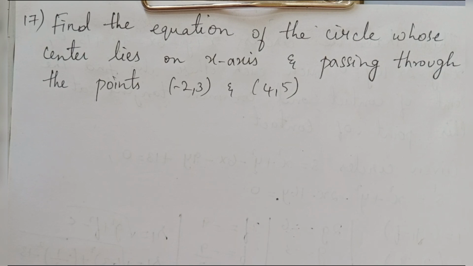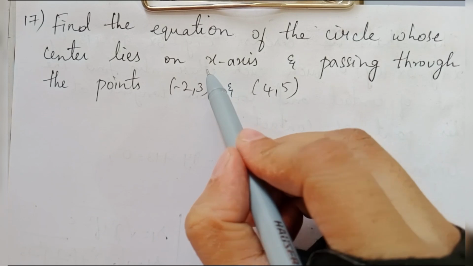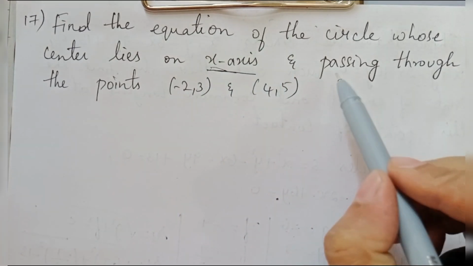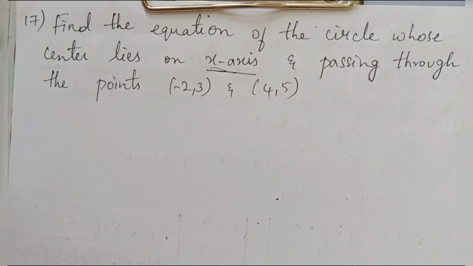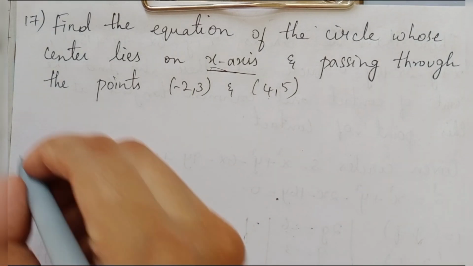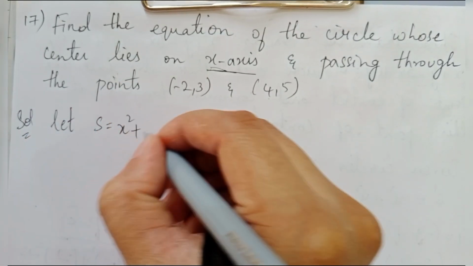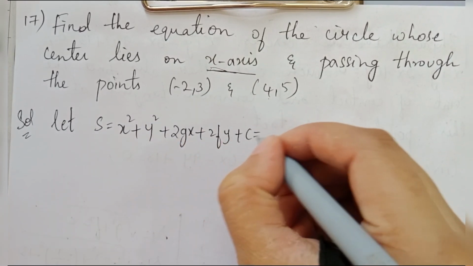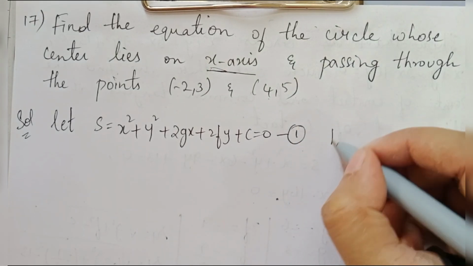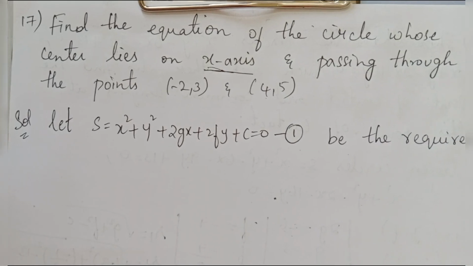Our next LEQ for 7 marks in the circles chapter is the 17th question. Find the equation of the circle whose center lies on the x-axis and which passes through the points (-2, 3) and (4, 5). First we will consider the equation of the circle. Let S = x² + y² + 2gx + 2fy + c = 0, as equation 1, be the required equation of the circle.